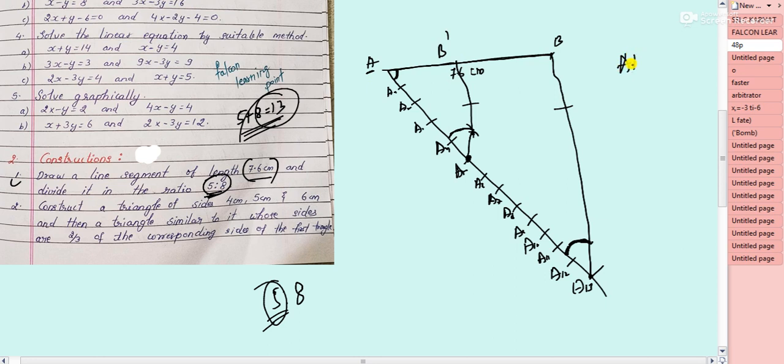Now you can write AB dash by B dash B is in the ratio 5:8. That's all. If you do this much, you'll get 2 marks. Got it? Next is question number 2.